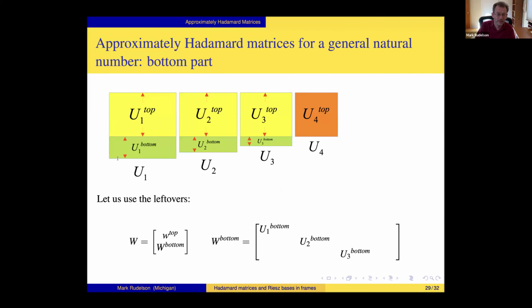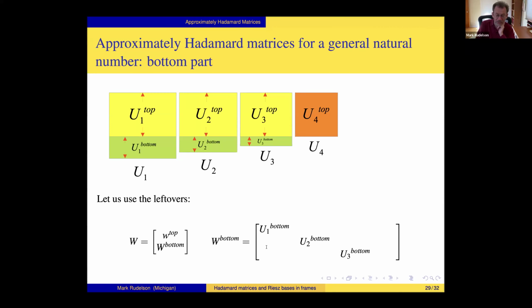We had odds and ends, these bottom parts which we cut out. And let's create the bottom part of the matrix W by putting these bottom parts diagonally, like we originally thought to do. In this case, this matrix V bottom will have the right number of columns. So if we consider W top, W bottom, it will be a square n by n matrix.